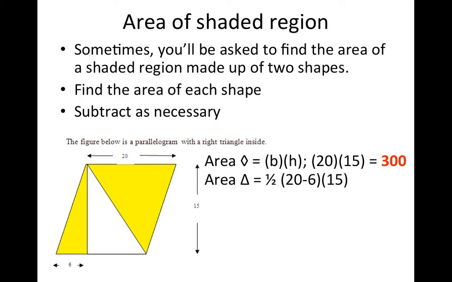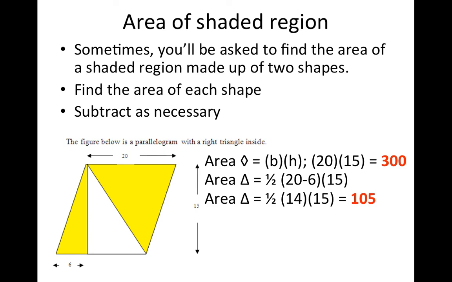Next, I have to find the area of my triangle, which is 1/2 base times height. The base is 20 minus this piece that isn't part of the base, which is 6. And the height is the same height as that of the parallelogram, 15. So I have to multiply that out. I get 1/2 of 14 times 15. 14 times 15 is 210, and 1/2 of that is 105.